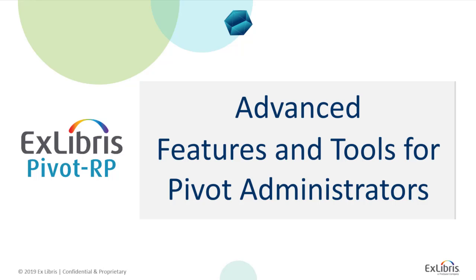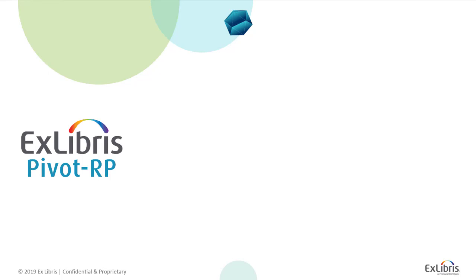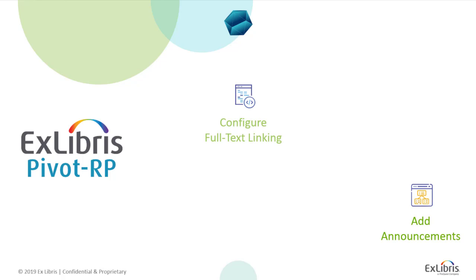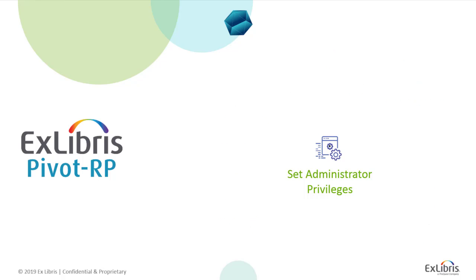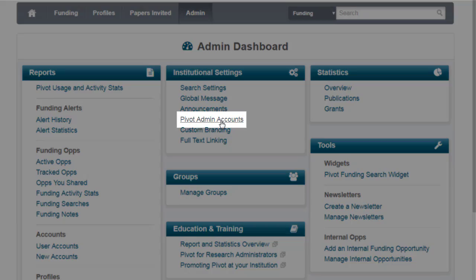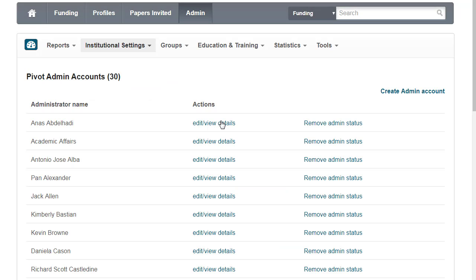In a previous training session, we discussed some basic features and tools that Pivot administrators may have access to. In this session, we'll cover more advanced tools that may apply only to a few of your institution's Pivot administrators. Probably the most important tool that your institution's primary Pivot administrators will use is creating other administrators and setting their privileges. On the Pivot Admin Accounts page, you can see who are your institution's Pivot administrators.